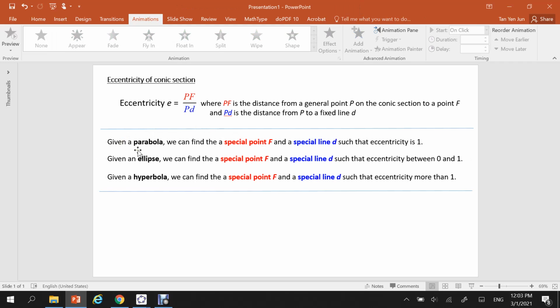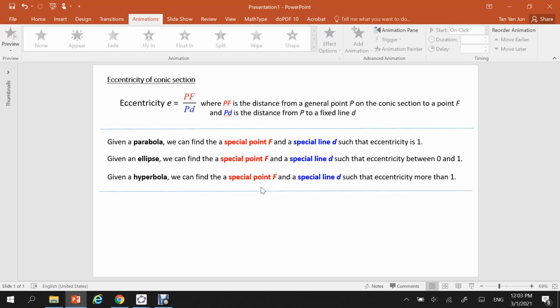Given a parabola, if we can find a special point F and a special line D, and when we work out the eccentricity, it is always equal to 1. Whereas, given an ellipse, we can find a special point F and a special line D, such that the eccentricity is always between 0 and 1. Whereas for a hyperbola, we are able to find a special point F and a special line D such that the eccentricity is always more than 1.